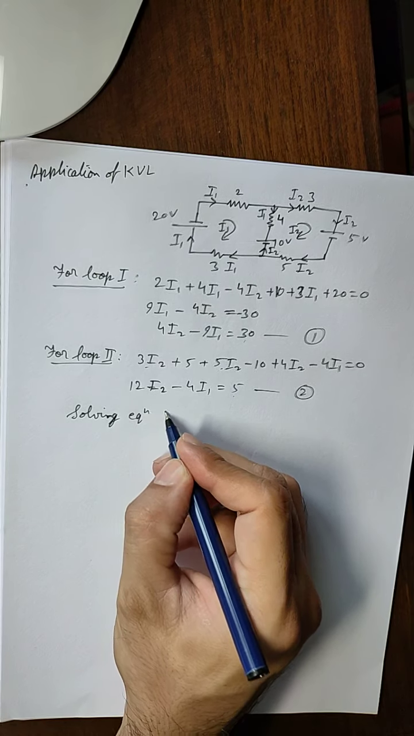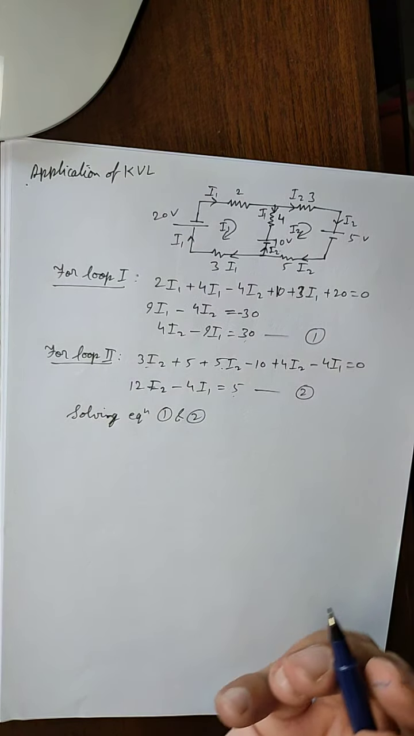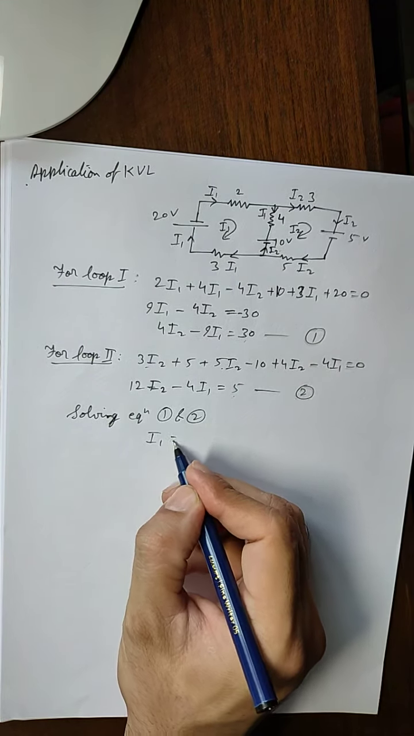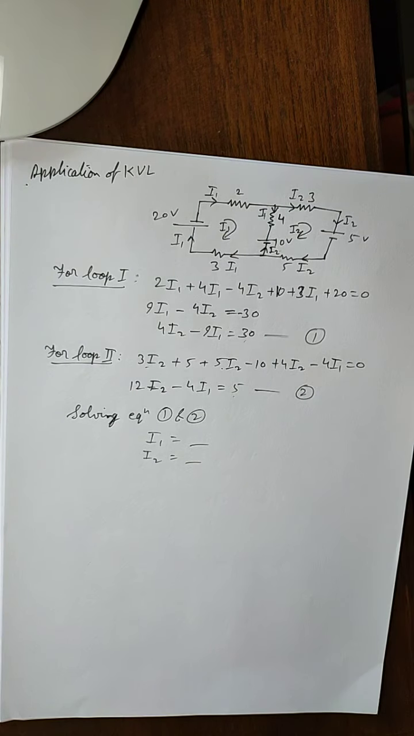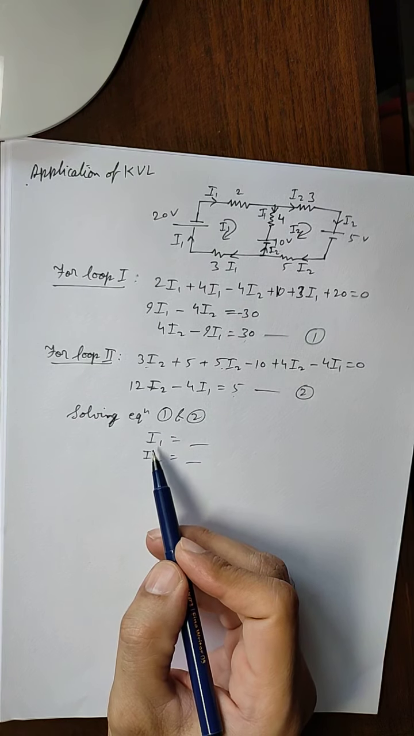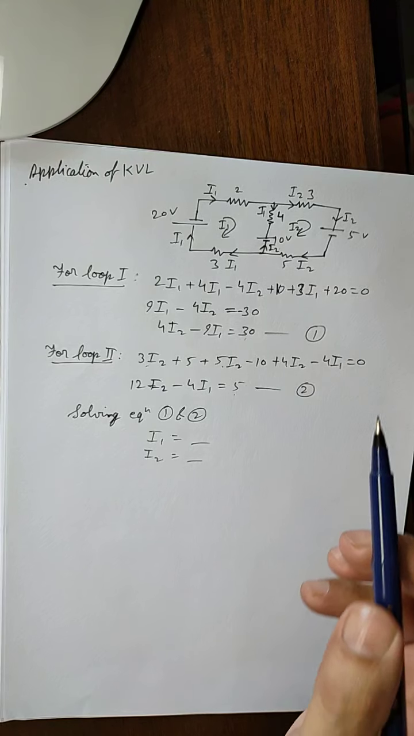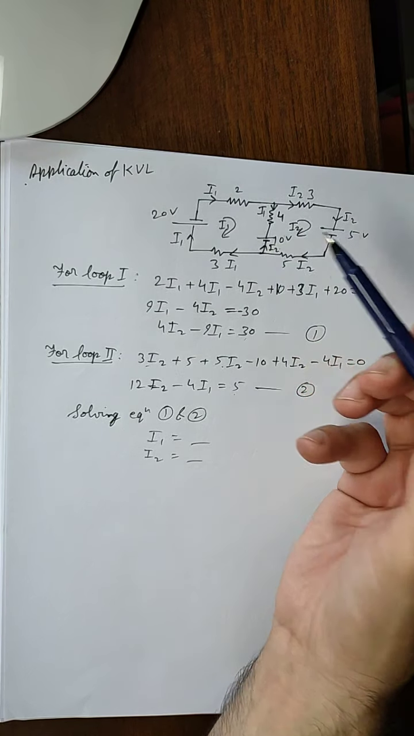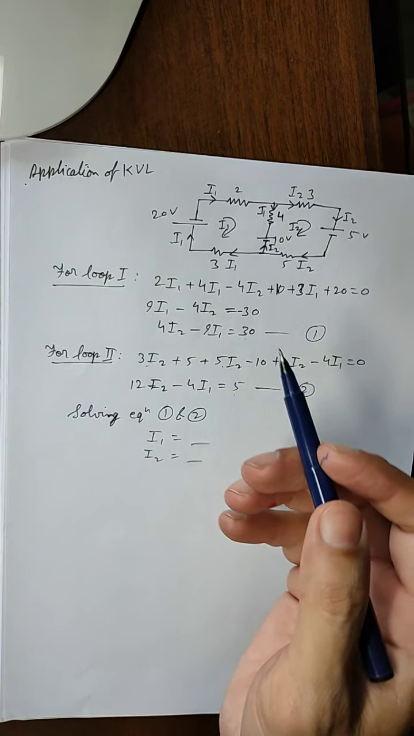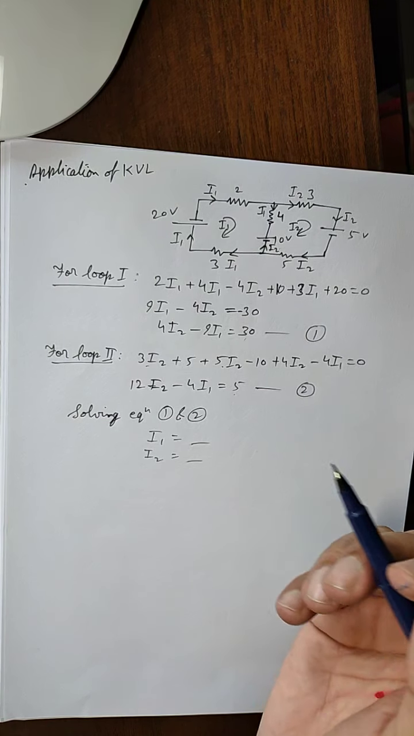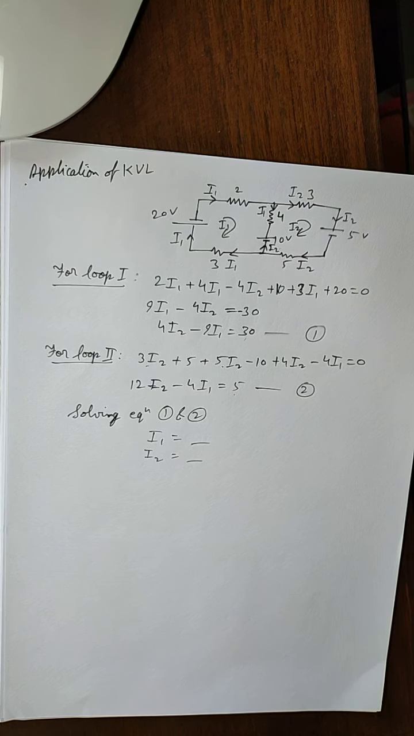Solving equations 1 and 2, we get the values of I1 and I2. You can find these values; these are two simple linear equations. You can easily solve them. Now since we know the values of I1 and I2, we can find the current in any branch and the potential difference between any two points. So this is how Kirchhoff's voltage law, or KVL, is applied on a circuit.